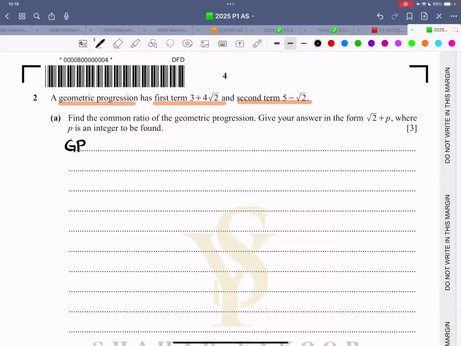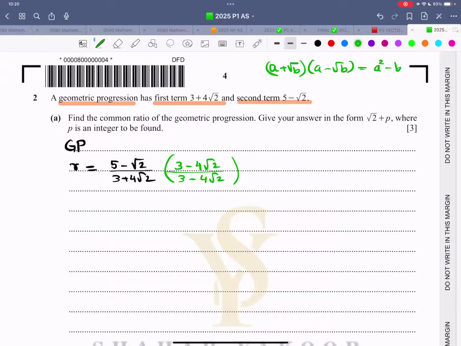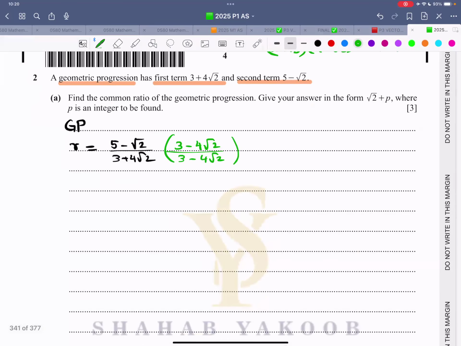So now the common ratio, that is T2 over T1, (5 minus root 2) over (3 plus 4 root 2). So now you have to rationalize, that is multiply by (3 minus 4 root 2) over (3 minus 4 root 2). That is the way of rationalizing. So now we know this thing, that (a plus root b)(a minus root b) would be a square minus b. A square minus b square, a plus b, a minus b. That is the logic that's applied over here.